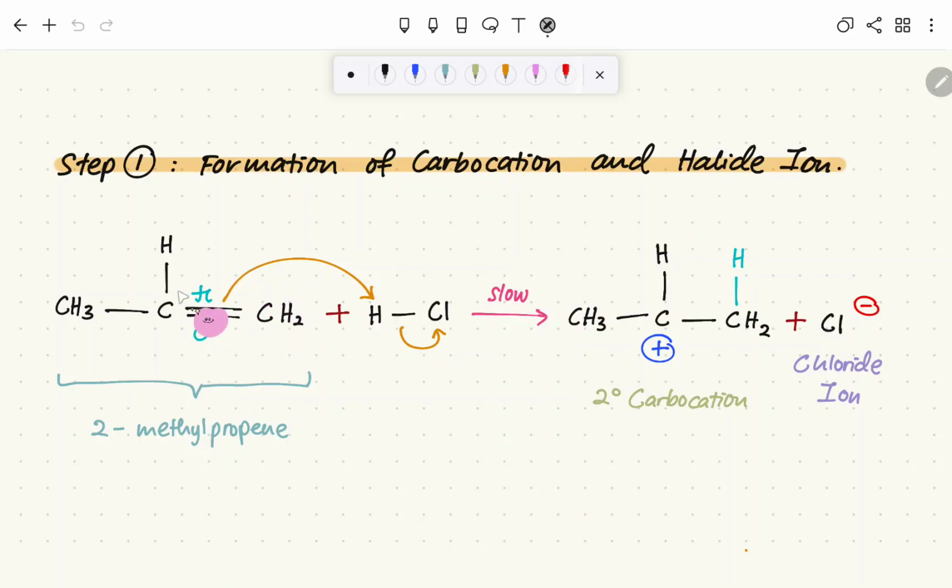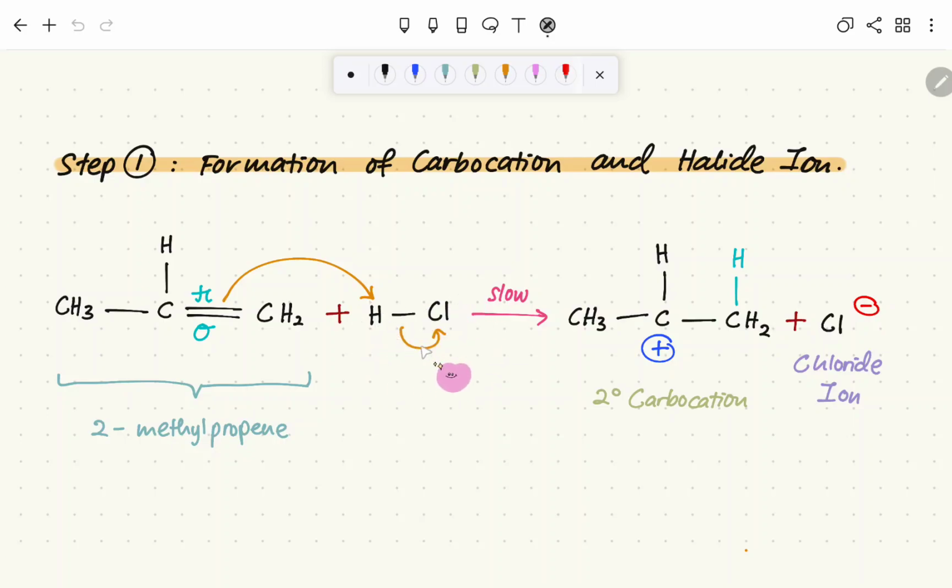The pi bond in 2-methylpropene acts as a nucleophile by using its electron pair to initiate reactions, especially attacking electron-deficient species. When the carbon-carbon double bond of 2-methylpropene attacks the hydrogen atom in HCl, the bond between hydrogen and chlorine breaks. The carbon from the double bond grabs the hydrogen, and the chlorine from the HCl becomes a chloride ion.